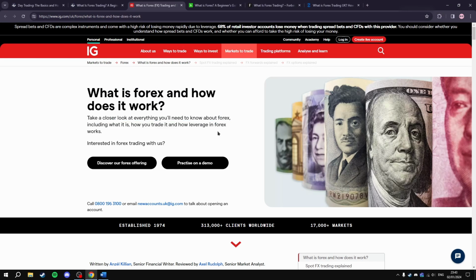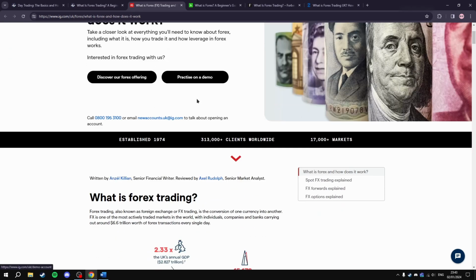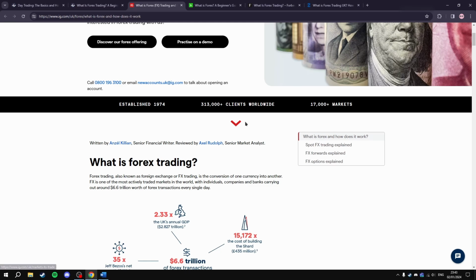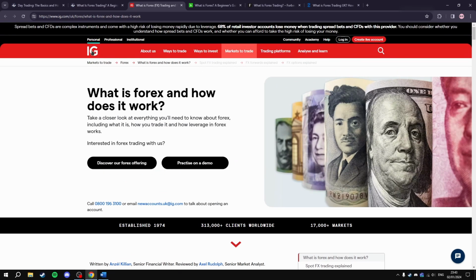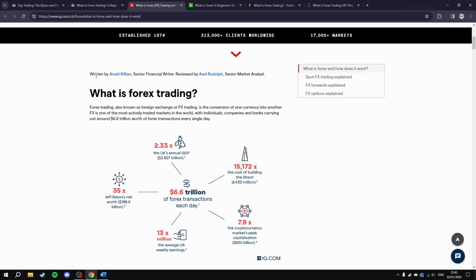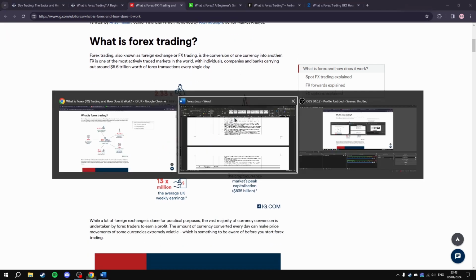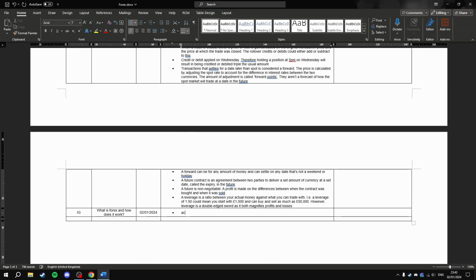So, what is Forex and how does it work? Take a closer look at everything you need to know about Forex, including what it is, how to trade it, and leverage, for example, practicing on a demo. Right, okay. IG, isn't this a gaming thing? No, I'm tripping. Ignore that. Written by... What is Forex trading? Forex trading, also known as FX, is the conversion of one currency to another.